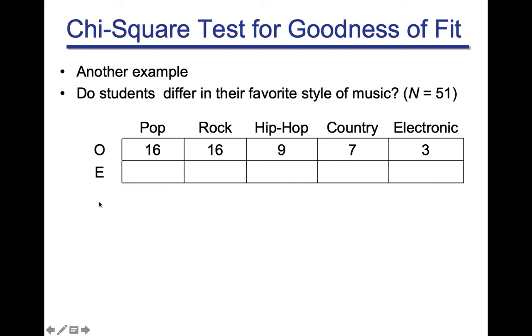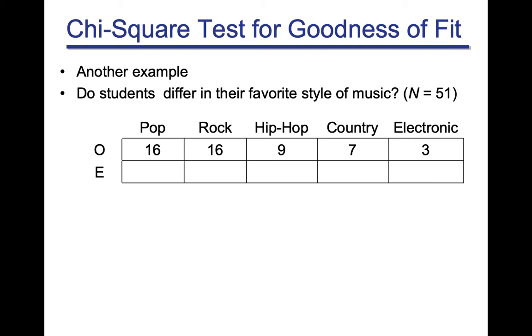Well, under the null hypothesis, there would be no preference. The null hypothesis would say students do not differ in their favorite style of music. And so if students do not differ in their favorite style of music, we'd say that there's roughly equal numbers that prefer each style. Well, given 1, 2, 3, 4, 5 categories and 51 people, what would an equal preference or an equal number of people be in each one of these categories? It's just 51 divided by 5.